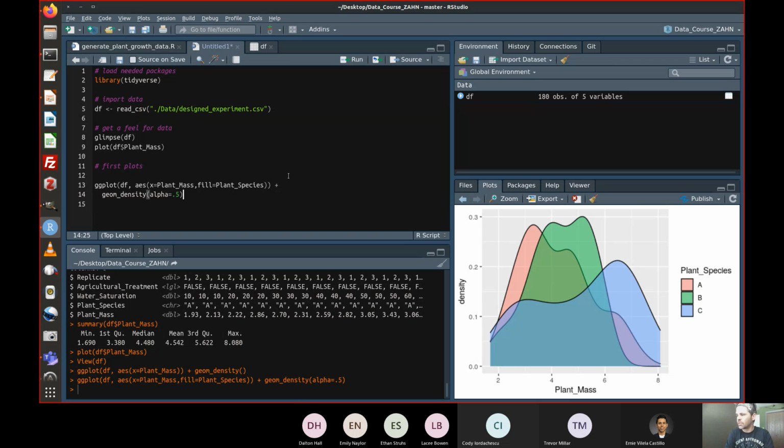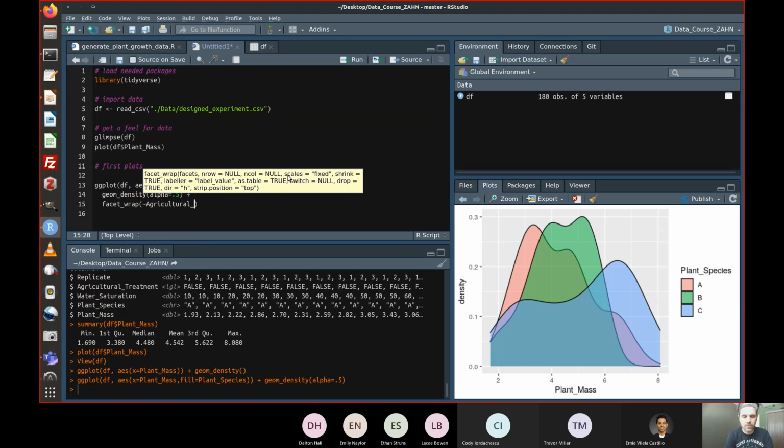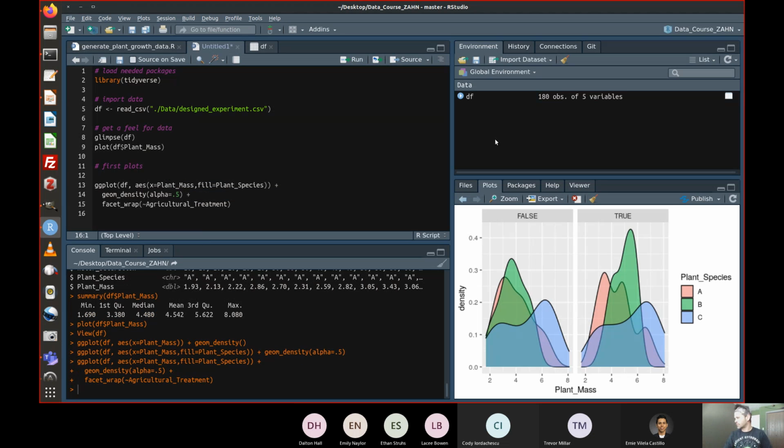So how does this respond to agricultural treatment? I'm going to do a facet wrap as a function of agricultural treatment. Okay, that seemed to change things a little bit. What's another variable we haven't taken into account, though?